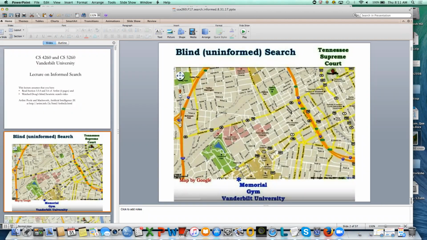If we're trying to go from Memorial Gym to the Tennessee Supreme Court, and the space that we're searching is still a virtual space. It's not physical space, but the virtual space in this case is embedded in Google Earth, Google Maps. We're searching that space, and we're in the map. We're in the context. We're not actually looking at the map. We don't have the information from the map.